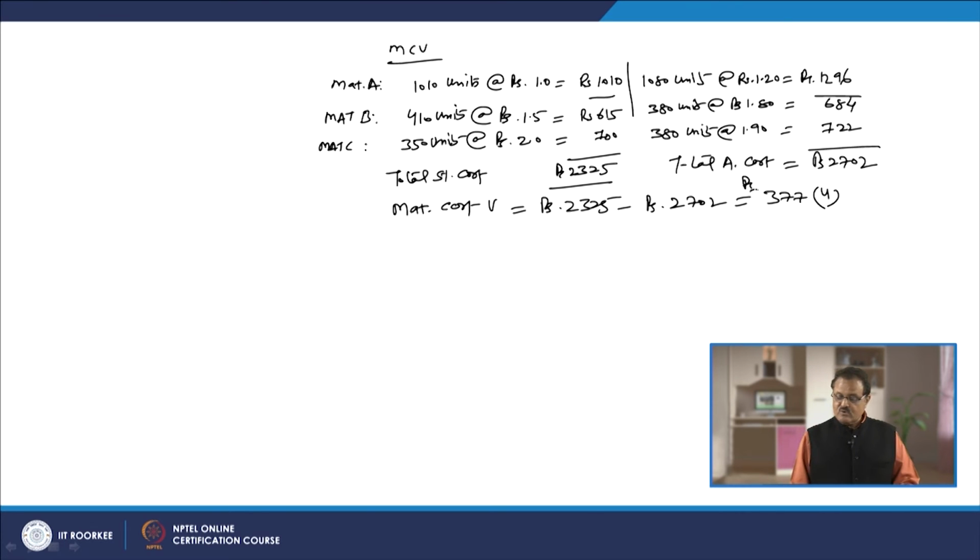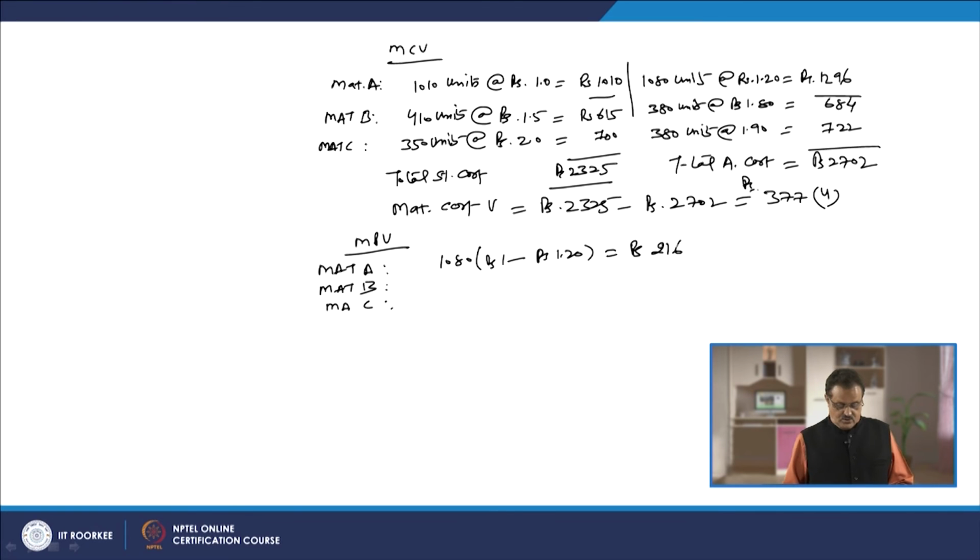Now, similarly, you can calculate the material price variance. If you calculate the material price variance this way, for material A, material B and material C, what is the price variance here? For material A, that is 1080 units multiplied by the price, and the price here is rupees 1 minus rupees 1.2. So, what is this variance? This is rupees 216. This works out as adverse or unfavorable.